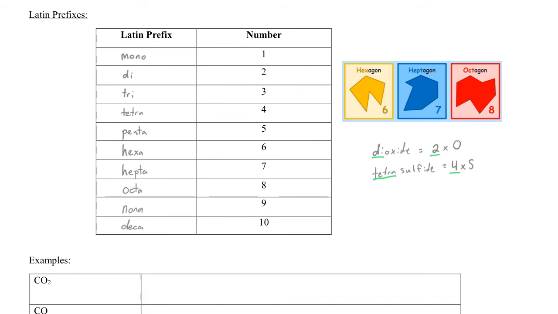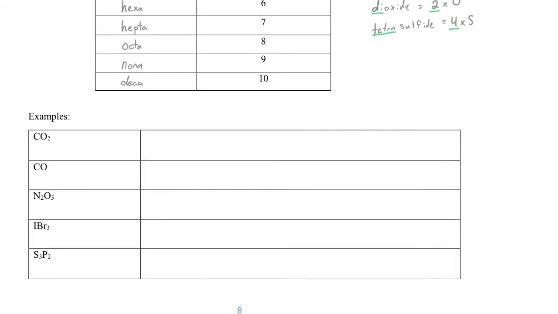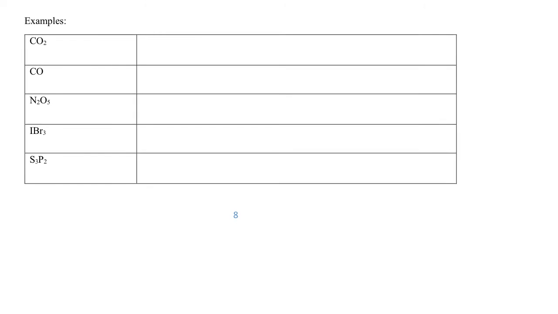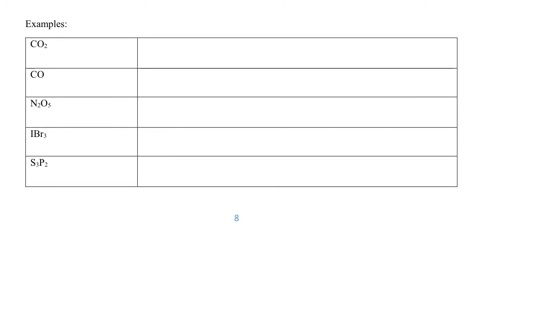Now what I want to do is show you how to put together the name for a molecular compound using these Latin prefixes. I think the easiest way to learn this is actually to look at a number of examples and then discuss each one. We're going to start here with this first example, which is a molecule we all know, it's CO2, and that is called, of course, carbon dioxide.